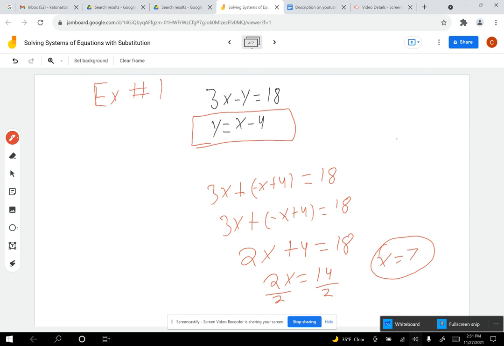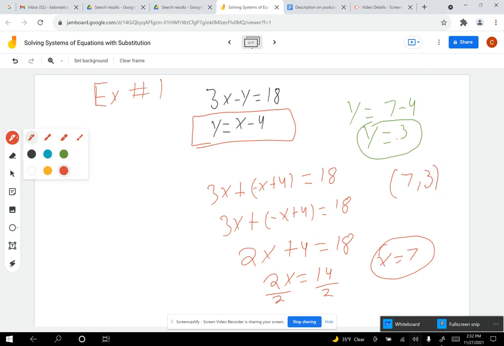So now I'm going to plug 7 back in to one of my equations. Let's just choose the second. So I'm going to have y equals 7 minus 4. So y should be 3. So when I write my answer, I'm going to write it as an ordered pair, (7, 3).